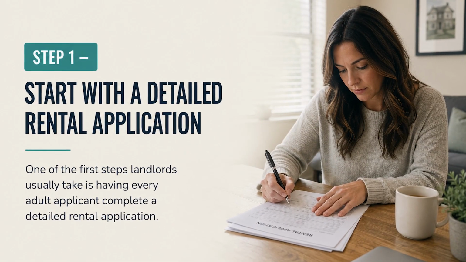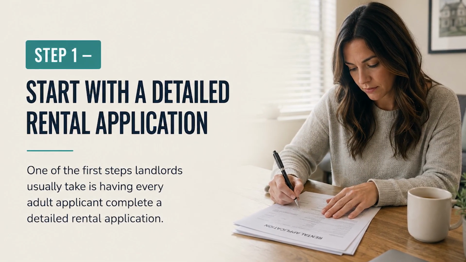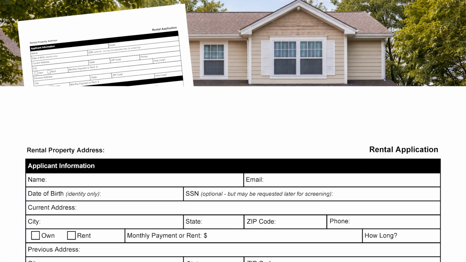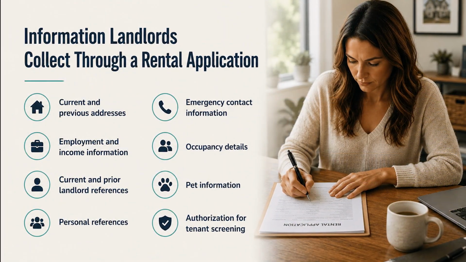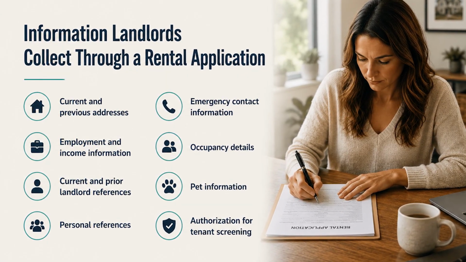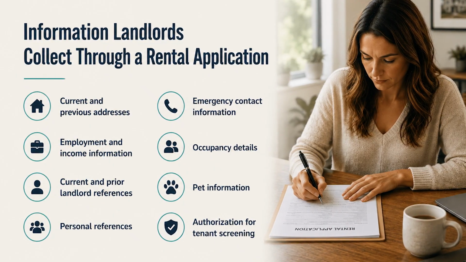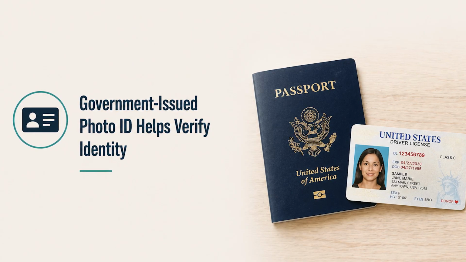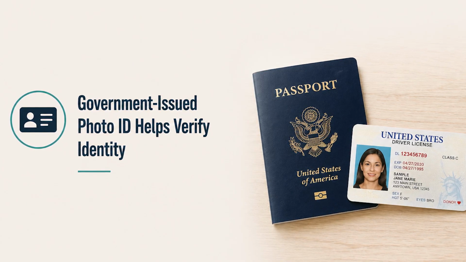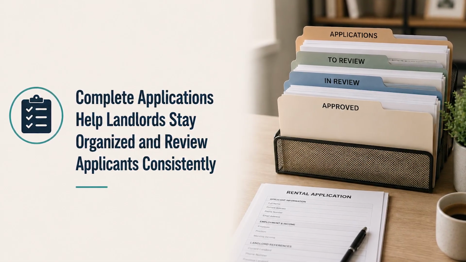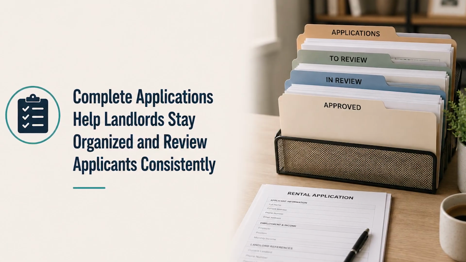One of the first steps landlords usually take is having every adult applicant complete a detailed rental application. A thorough rental application may help landlords collect information such as current and previous addresses, employment and income information, current and prior landlord references, personal references, emergency contact information, occupancy details, pet information, and the authorization for tenant screening itself. Many landlords also request government-issued photo identification to help verify identity and confirm the information being provided. A complete application may help landlords stay organized and review applicants more consistently before making a final rental decision.